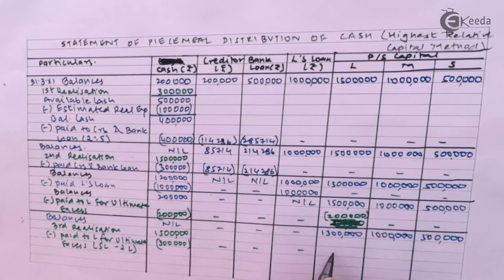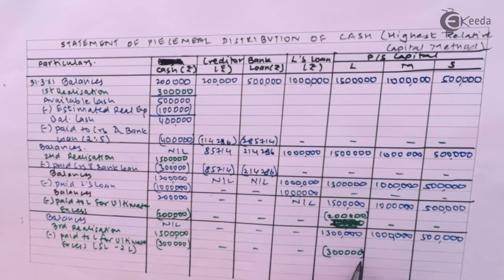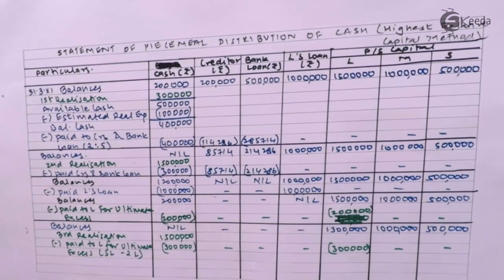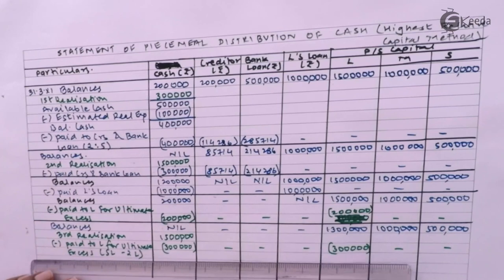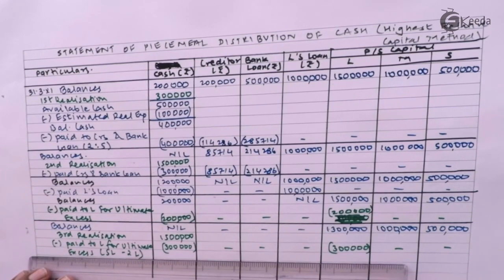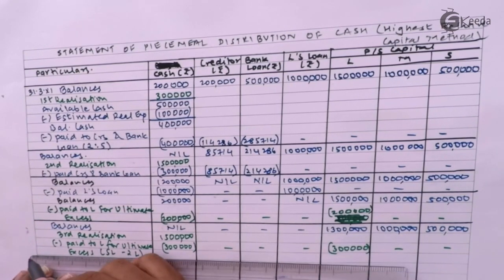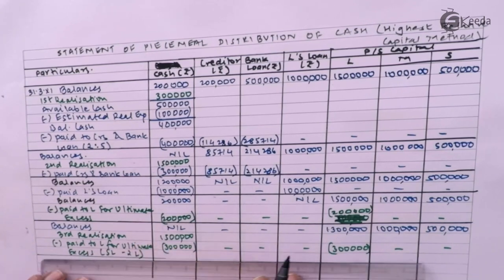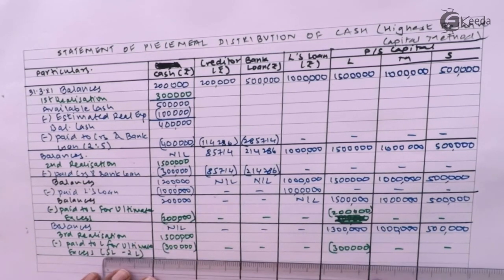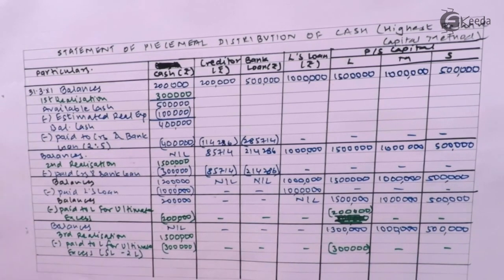So, can't I say my first stage is over here? That is, I decided to pay 5 lakhs to L. I have paid him 5 lakhs in full. So, I can say my one stage is over. Let's take the remaining balances. See, your remaining balances. Now, I need to use the second page. I just need to use the second page for that now. But still, I am writing balances here.